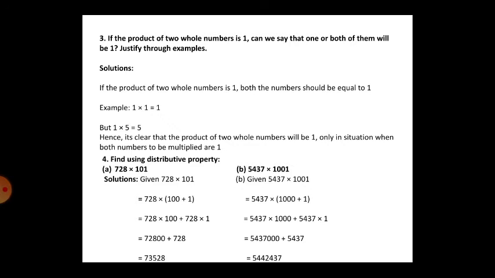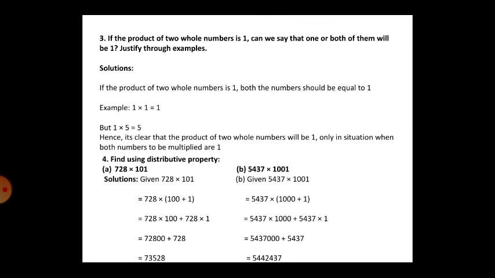Now see here, 101 is the easiest number in this. So 101 can be broken up into 100 plus 1, right? 100 plus 1 is 101 only. So 728 you have to write like that only, and 101 you have to write as 100 plus 1 inside of the bracket.